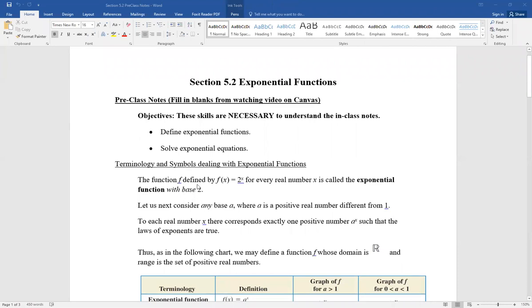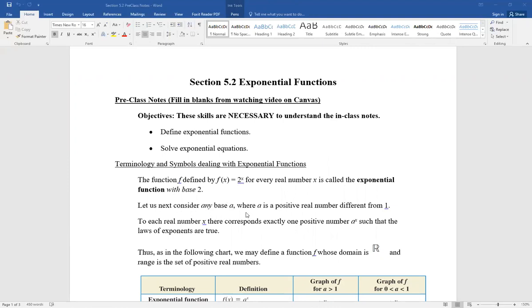So the function f defined by f of x equals 2 to the x for every real number x is called the exponential function with base 2. So notice, to be an exponential function, your x, the variable of the problem, is in the exponent, not a term multiplied by a coefficient. We are going to be plugging in values for x that are numbers, but those numbers are going to end up being our exponents on our base.